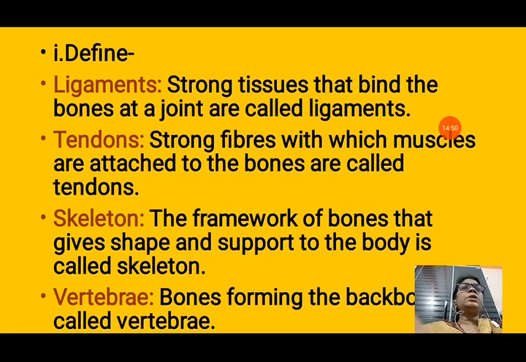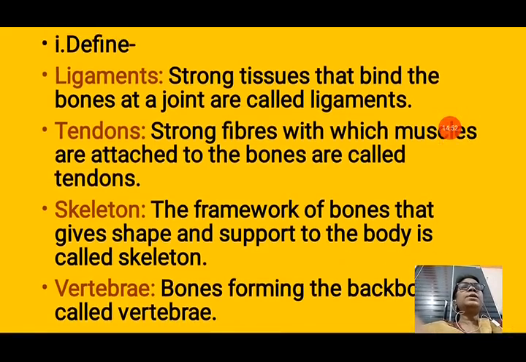Now tendons. Strong fibers with which muscles are attached to the bones are called tendons. That means bones are attached to the muscles with the help of tendons. Skeleton. The framework of bones that gives shape and support to the body is called the skeleton. Now vertebrae. Bones forming the backbone are called vertebrae. Each bone of the backbone is known as a vertebra, singular, and in plural it is called vertebrae.